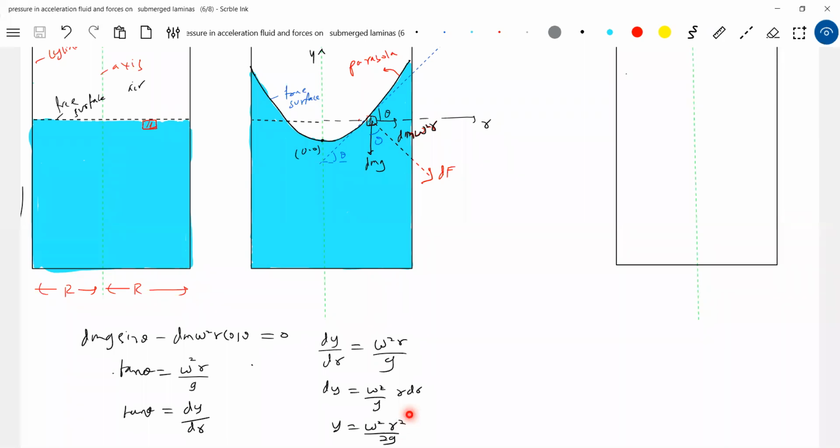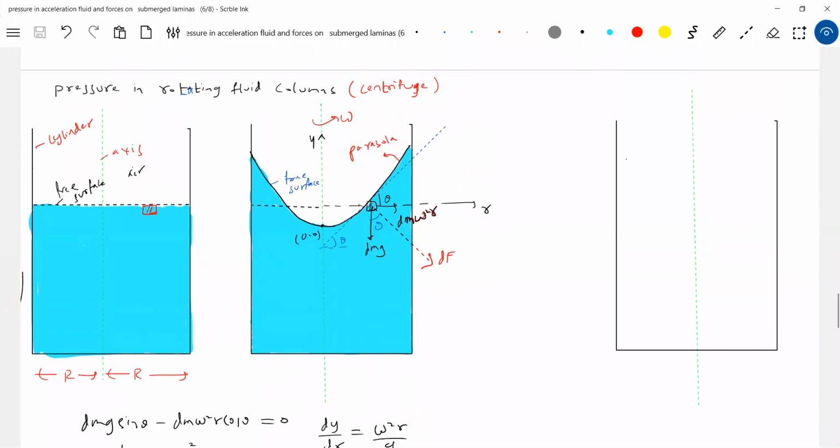If you take any point on the curve, it is going to describe a paraboloid here. So the shape of the free surface will be parabolic in nature, y proportional to r square. Okay, let's see now how to calculate the pressure at various points. Let the liquid column be rotating.